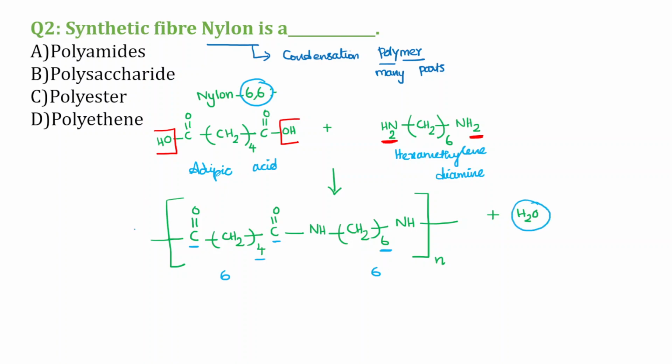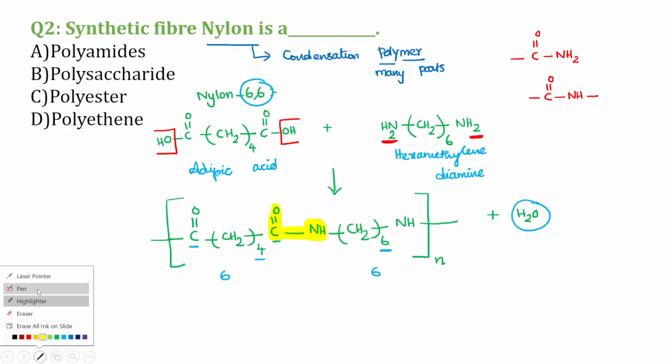So what is polyamide? We know the amide functional group is the CONH2 functional group. When we write it as a bifunctional group, we write it like this: CO and then NH. When a compound has this CONH group, we call that an amide. So this polymer is therefore categorized under polyamide. So synthetic fiber nylon can be said to be a polyamide.